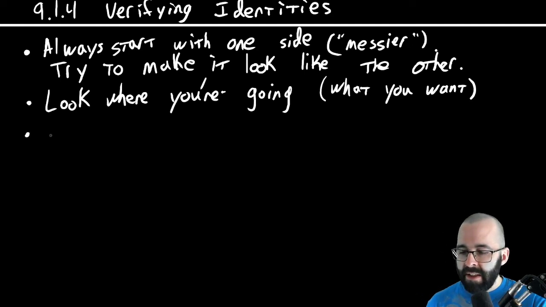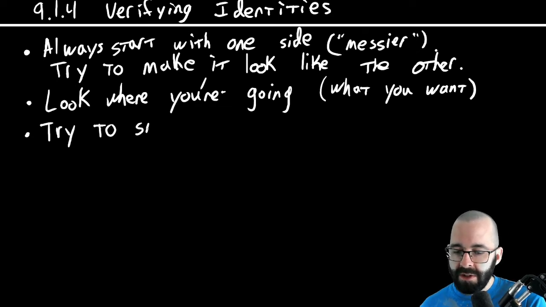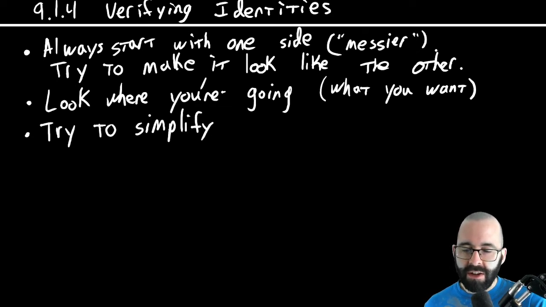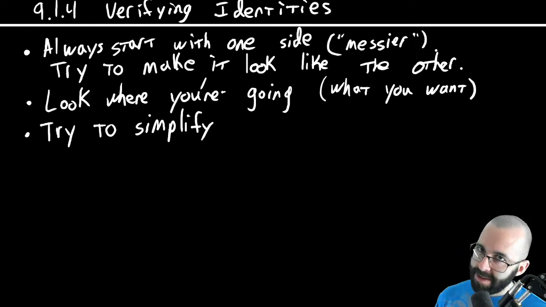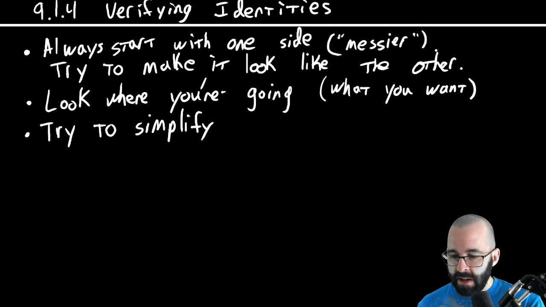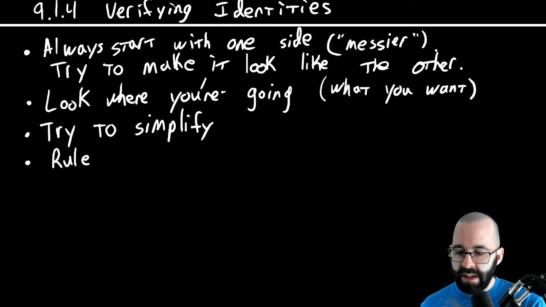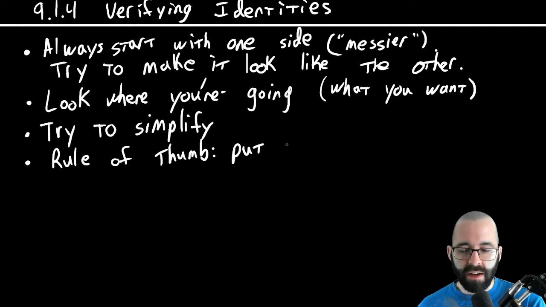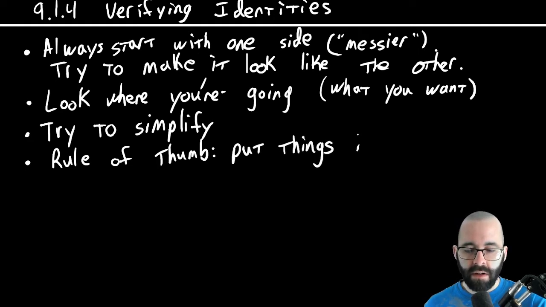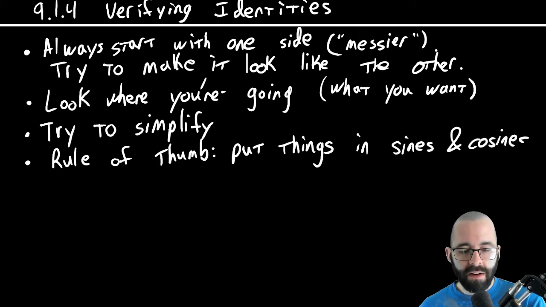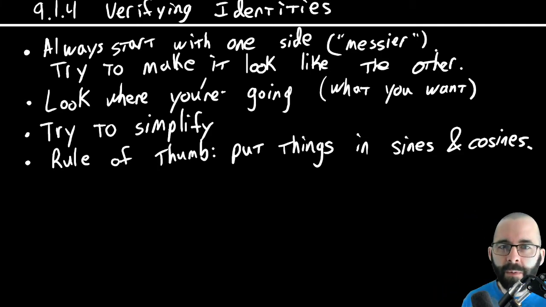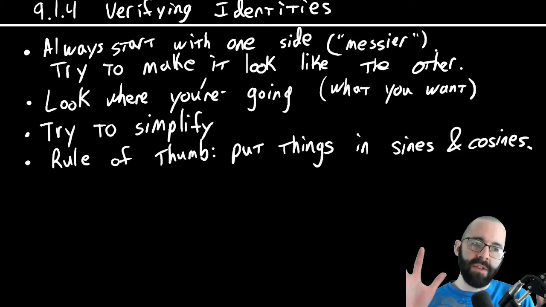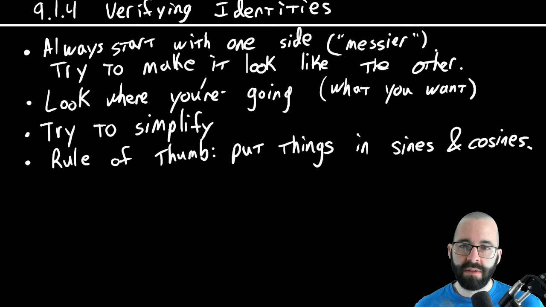And then just try to simplify. In general, simplifying is a really good strategy. Simplifying makes things simpler. And one rule of thumb that is usually a good idea is to put things in sines and cosines. It usually makes things easier to work with. So when in doubt, sine and cosine it out. This is a rough outline of how to approach these problems.